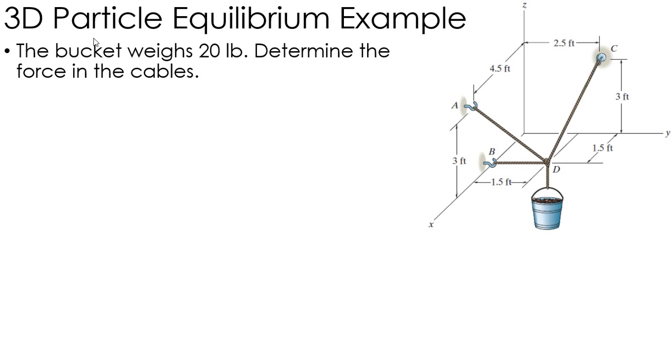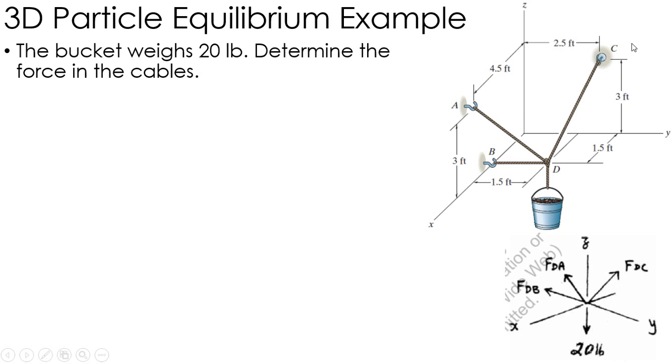For this problem, we have a bucket that weighs 20 pounds attached to point D here, and I want to figure out the force in each of the cables going to A, B, and C. So we'll start by drawing our free body diagram, which is pretty simple for this. I've got the 20 pounds acting straight down, and then I've got the forces in each of the cables that I'm trying to figure out.